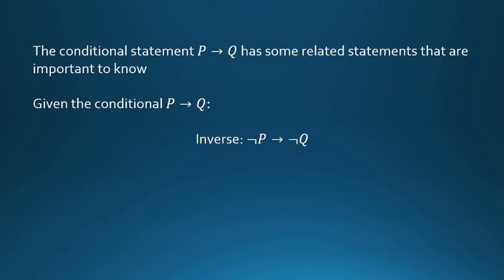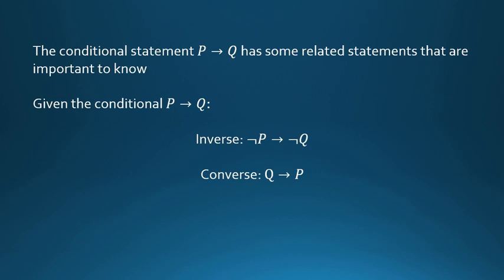The inverse is when we take the negative of P and the negative of Q separately, and we do that implication. Not P implies not Q. The converse is when we switch the places of P and Q. So the converse now becomes Q implies P.